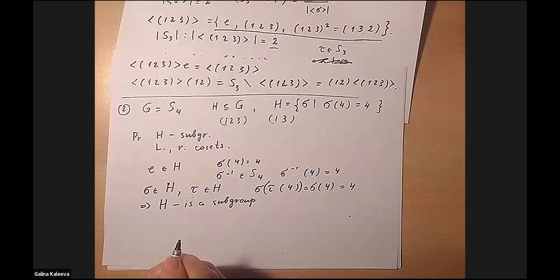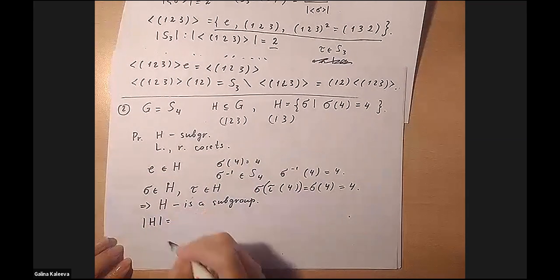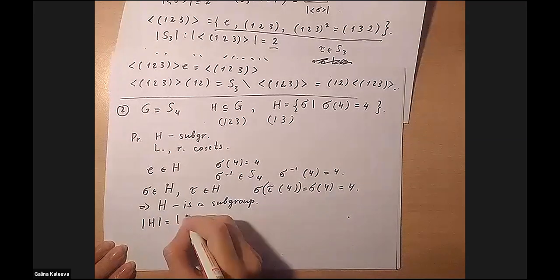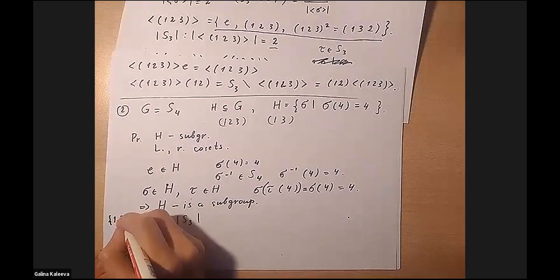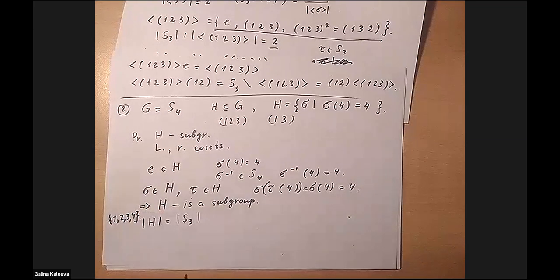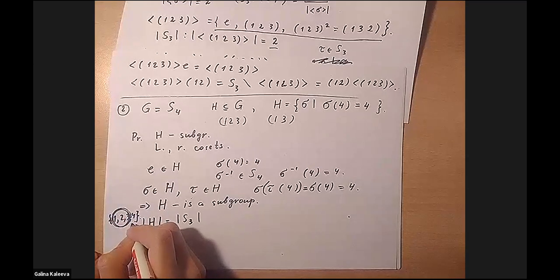The next point, we have to find left and right cosets of H. Let's find them. First of all, let's find the number of cosets. How many elements are there in H? The number of elements is the same as in S3. Do you agree? Because the elements of H act on our set 1, 2, 3, 4 as elements of the symmetric group of order 3. They move these 3 elements and they don't touch 4.